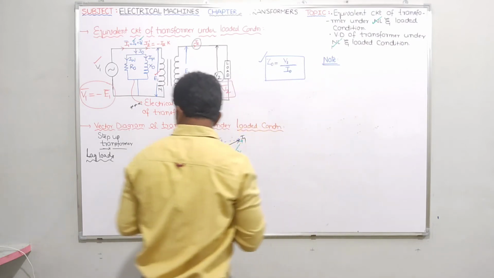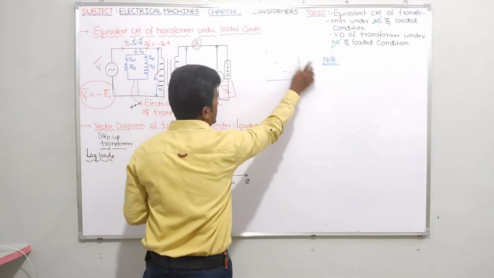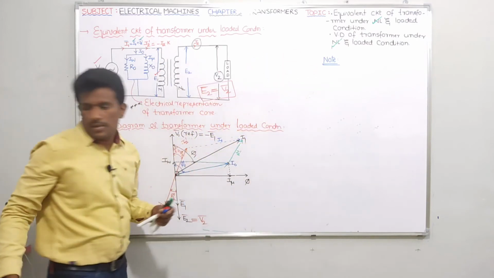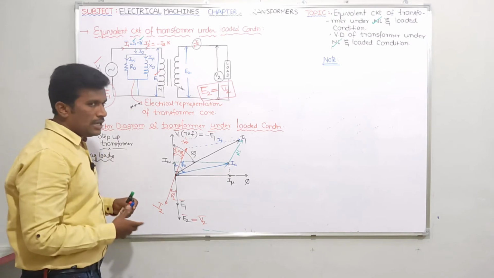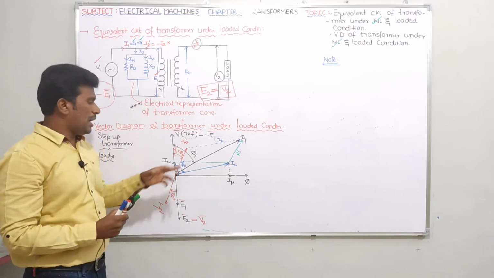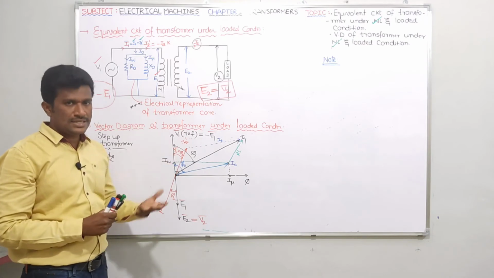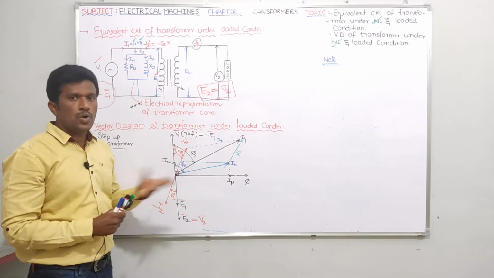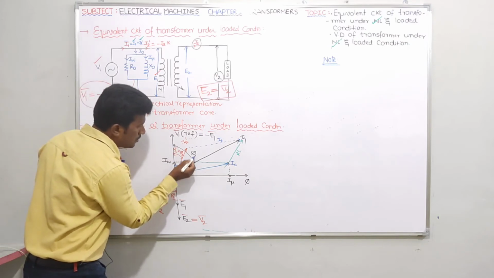Okay, so please try to observe the vector diagram and answer my question. I am asking a simple question. If you see this diagram, guys, can I say the primary power factor angle phi 1 and the secondary power factor angle phi 2 are equal here? Can I say phi 1 and phi 2 are equal? No. See, phi 1 means from here to here.